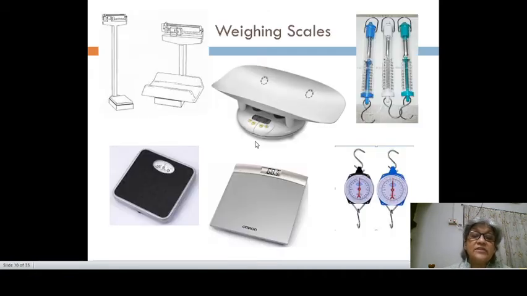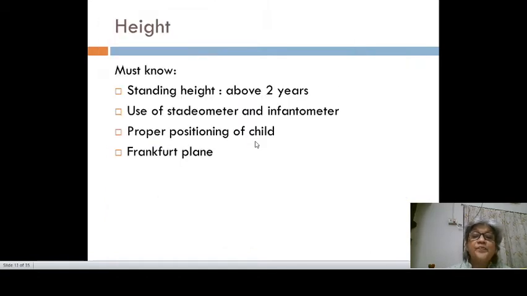So these are the different equipment used for taking weight. You can see the spring balance, the electronic balance, the beam balance. Various types are in vogue. Then we go on to measurement of height.